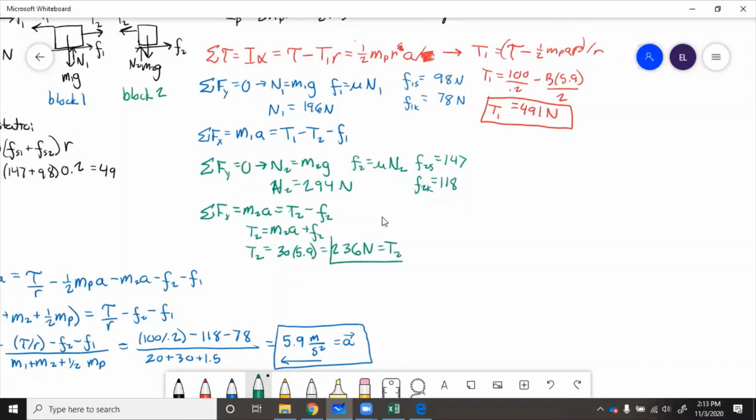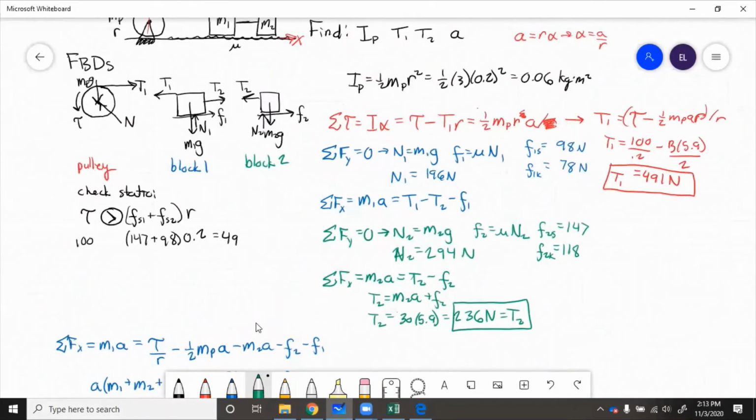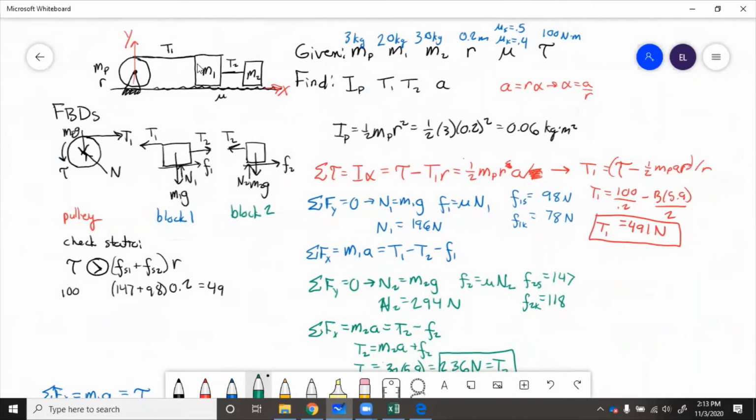Now just for a reality check, it shows T1 is greater than T2. And that is reasonable because T1 has to hold on to both of the blocks. It's dragging both of them, whereas T2 is only dragging the second block.